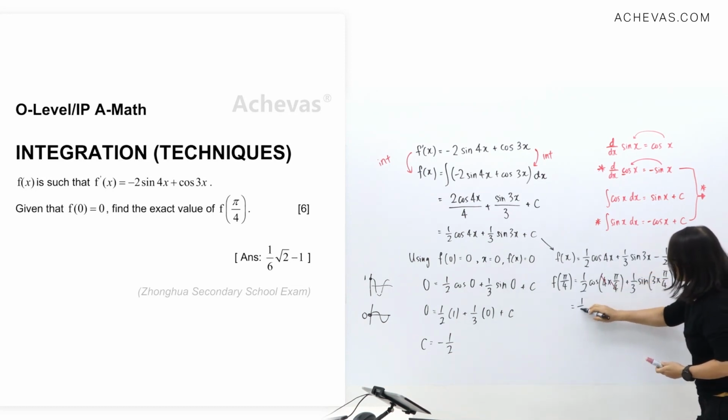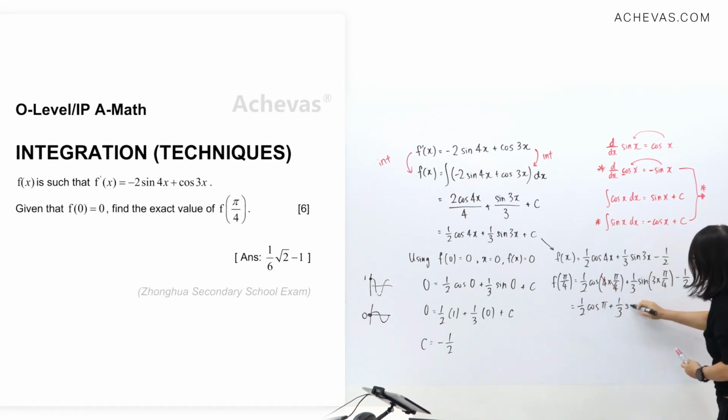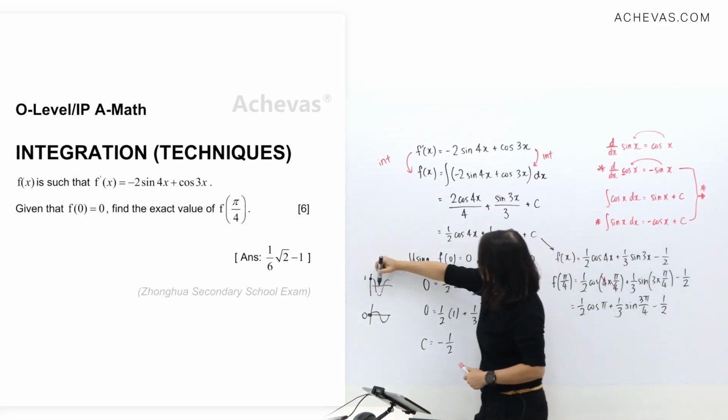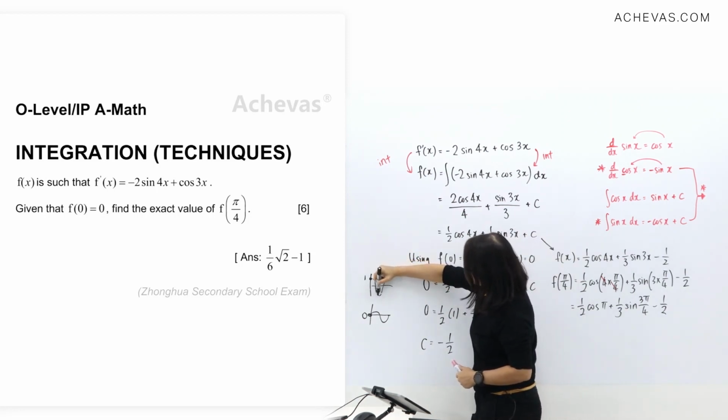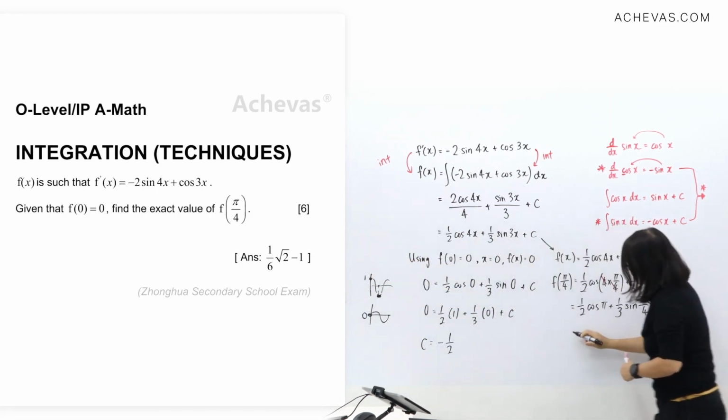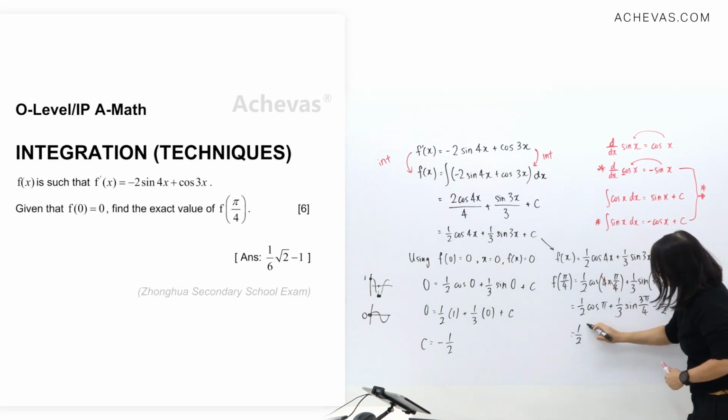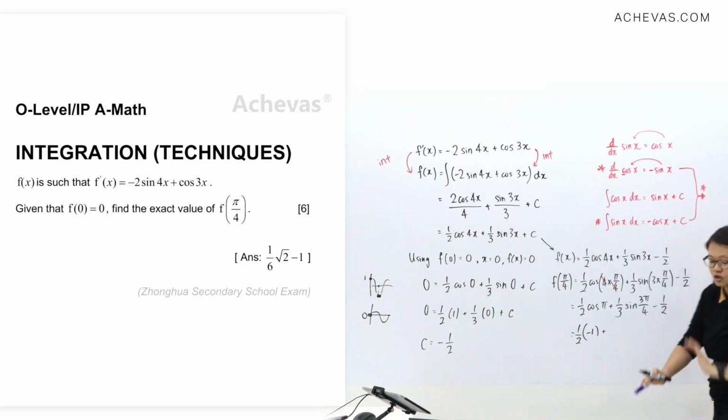So what we're going to find is 1/2 cos π plus 1/3 sin 3π/4 minus 1/2. So cos π is going to be this one here. Reading downwards, the answer is -1. If not, you can click the calculator as well. So 1/2, I'm going to replace cos π as -1. Now what happened with this sin 3π/4?